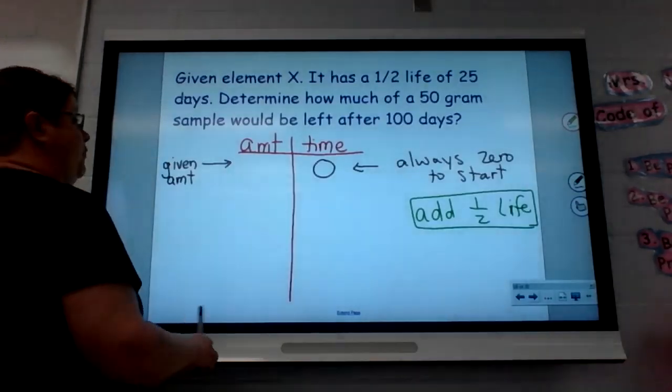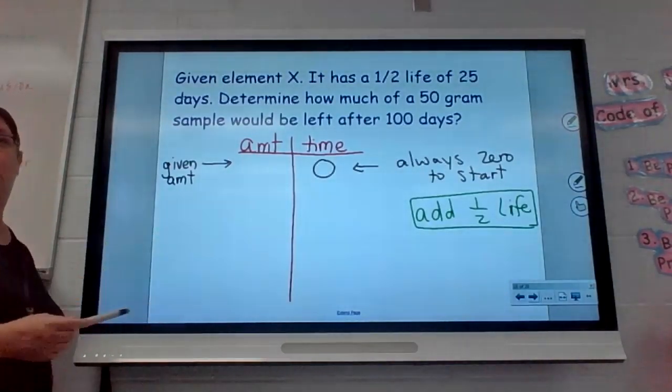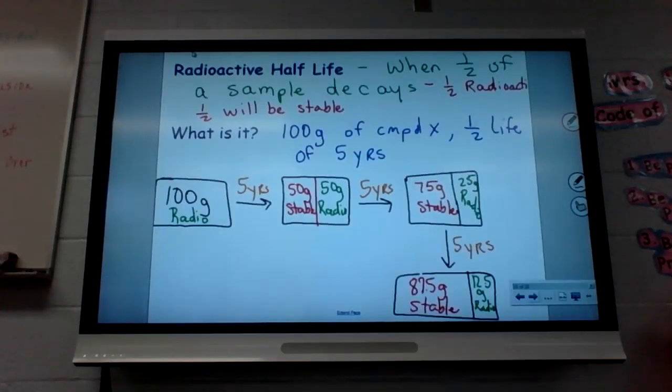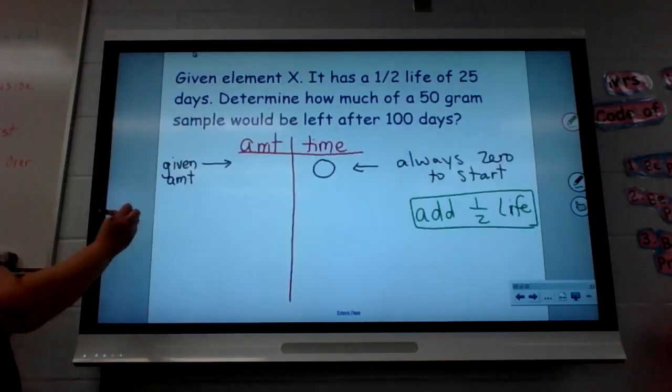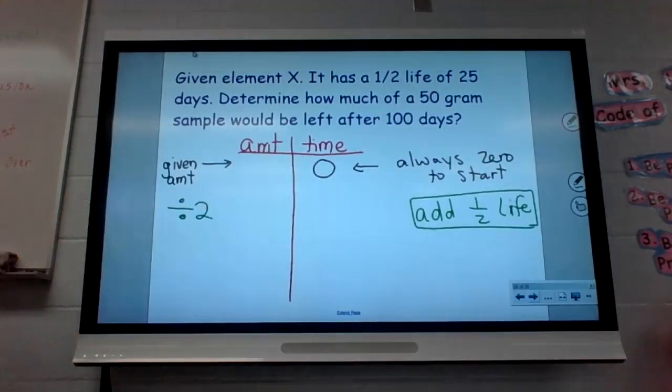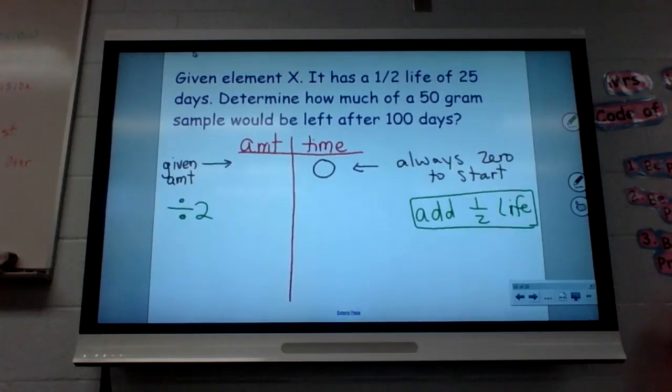All right? And over here, what did we do to the amount every time over here in our sample? What do we do every time to our amounts? We halved it. Okay? So over here, every time, we're going to divide by what? 2. Divide by 2 because we need to find half of it, half-life. Everybody with me on that? So, now all we have to do is gather the pieces out of the word problem and we're good to go. So, what is our given amount given in the question?